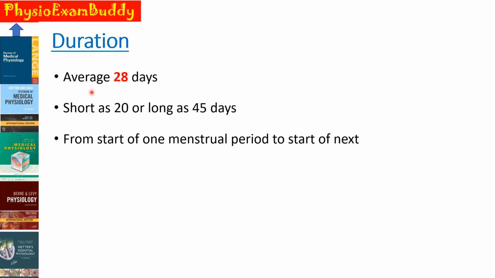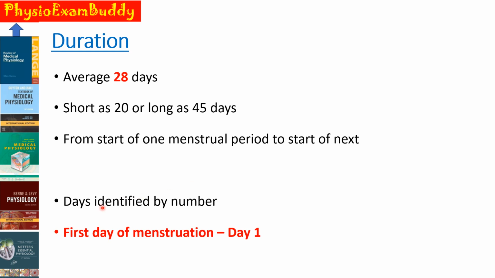Regarding the duration of the menstrual cycle, the menstrual cycle averages 28 days, but it can be as short as 20 days or as long as 45 days. And one menstrual cycle means from the start of one menstrual period to the start of the next.